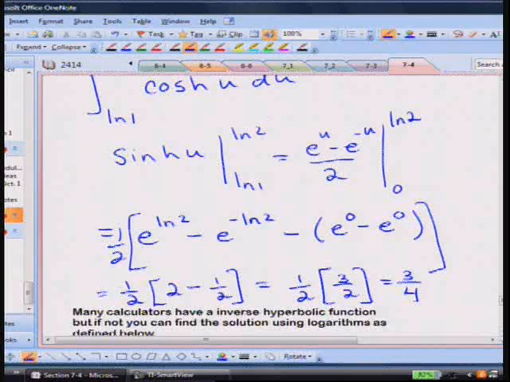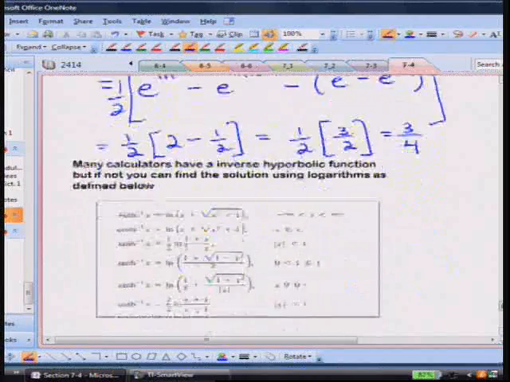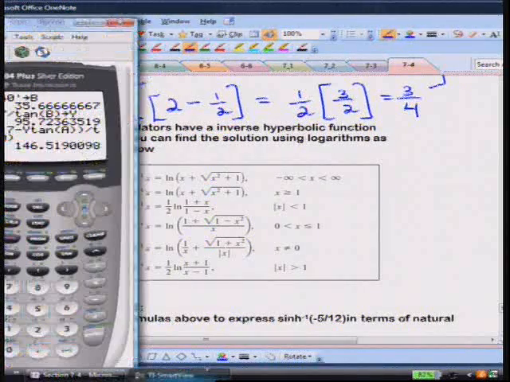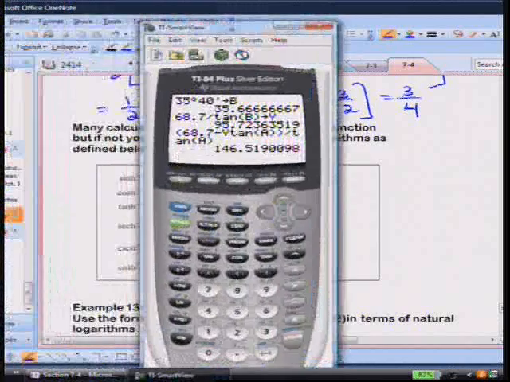Yeah, I got it right without messing up. I rock. Okay, now it says, many calculators have an inverse hyperbolic function, but if not, you can find the solution using the logarithms as defined below. So I should have probably looked to see if your calculator has an inverse hyperbolic function, and so that's what we're going to do right now.